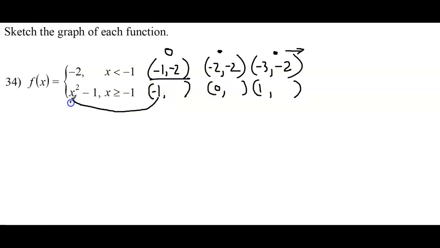We are going to plug in our x values. If I were to plug in negative 1, I'll show my work for the first one. That would be 1 minus 1, which is 0. So if I plug in negative 1, I get 0. If you plug in 0, you'll get negative 1. If you plug in 1, you're going to get 0 again.